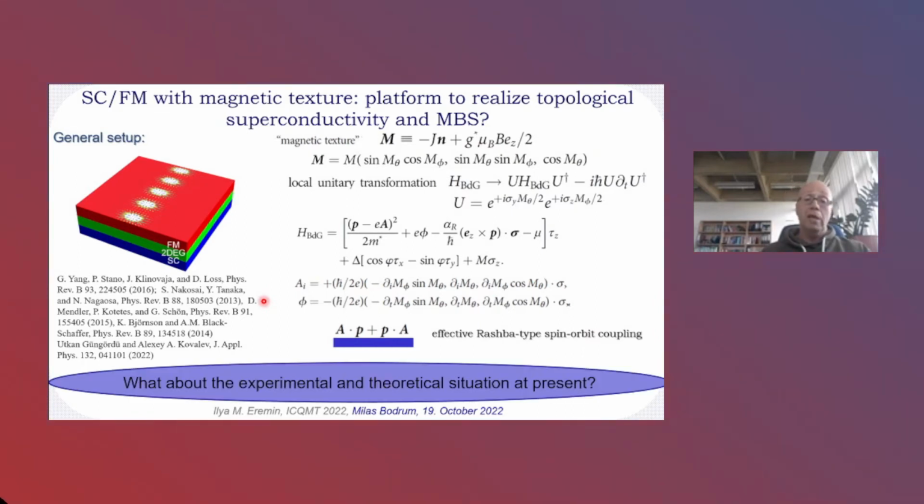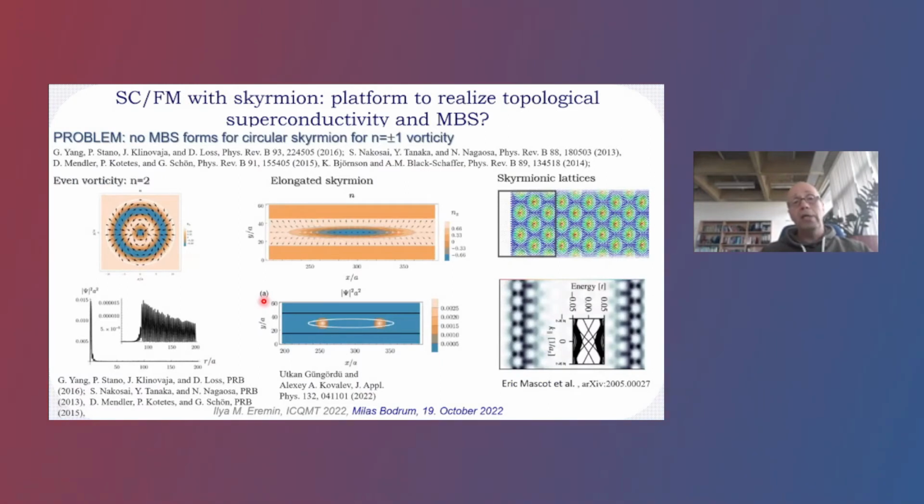Okay, so what about the experimental and theoretical situation? The theoretical problem that has been realized is that for the simplest skyrmion that you see, namely Néel and Bloch type skyrmions with ±1 vorticity, the Majorana bound states do not form. So you need to do something more. For example, if you go to higher, even vorticity, you can indeed show that you can realize a Majorana bound state, but one of the immediate problems is that it's very hard to realize such a skyrmionic structure experimentally.